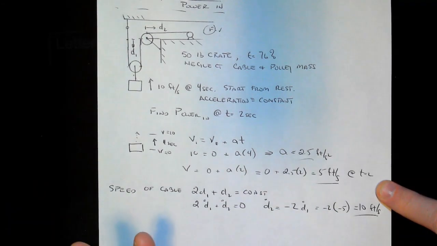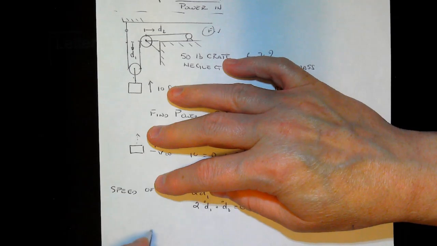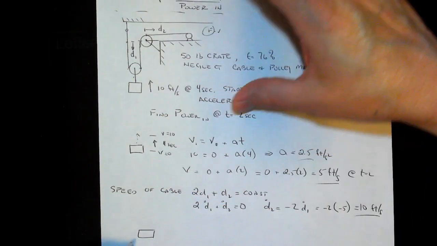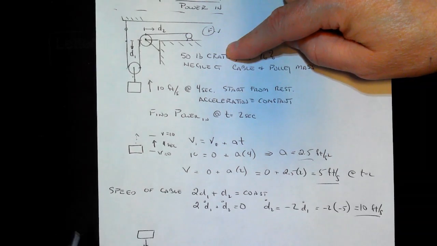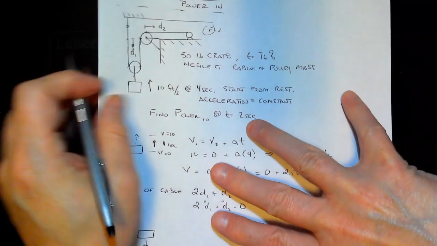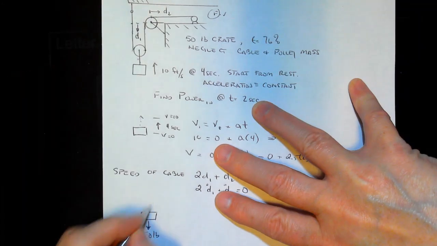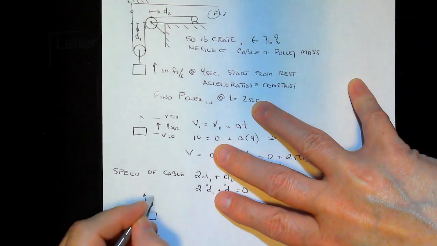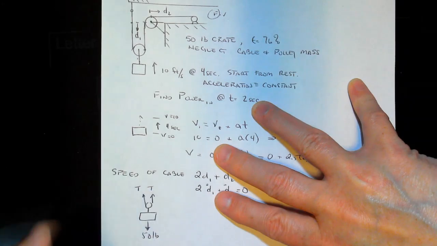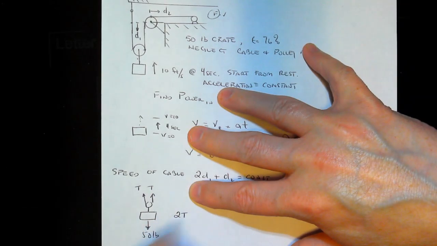Okay. Well, force, I know the acceleration. Force and acceleration, that's screaming Newton's law at me. So let's apply Newton's law. I've got a 50-pound crate. There's gravity, 50 pounds. The pulley's massless, rope's coming off, and I have a tension and a tension. There's 2 tensions there. So that's telling me 2T minus 50 pounds.